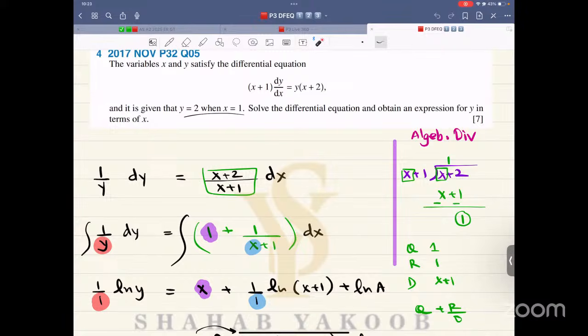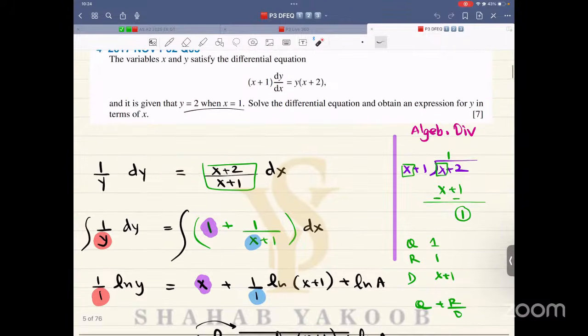Okay. So now over here, the variables x and y satisfy this differential equation. It is given that y is 2 when x is 1. Solve the differential equation. Now, every single technique of integration will be used over here, whether it's P1, whether it's P3, whether it's integration by parts, whether it's trigonometry, whether it's tan inverse, anything, everything can be used over here.